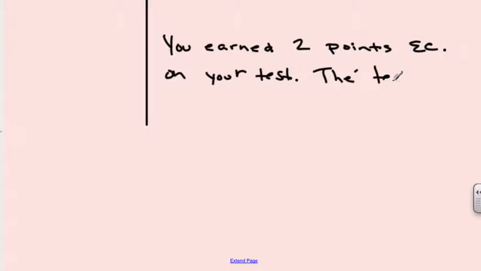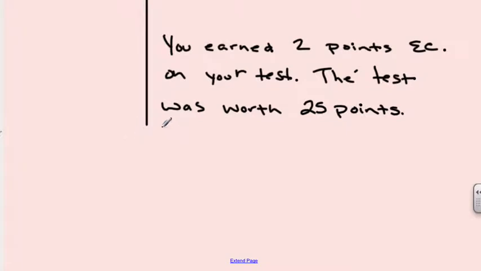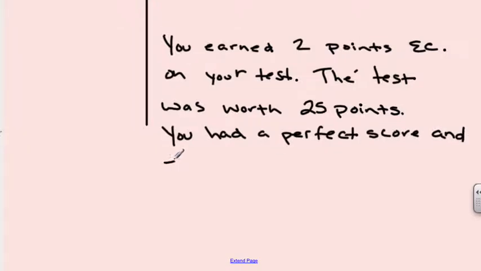The test was worth, just for easy math, let's say 25 points. You had a perfect score and earned the extra credit. What percent did you earn?